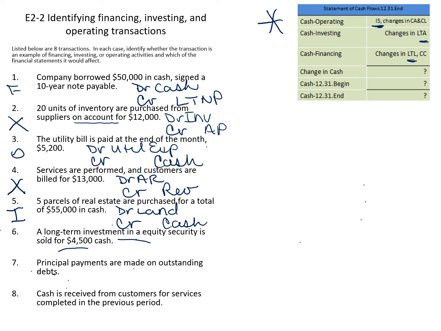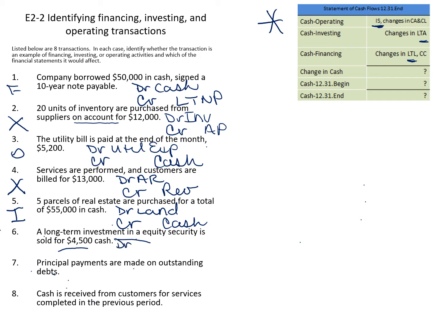In number 6, a long-term investment in equity security, meaning that we own stock in another company. So I went out to the stock exchange and bought a stock, and I'm going to hold it long-term, so it's a long-term asset, and it's sold for cash.